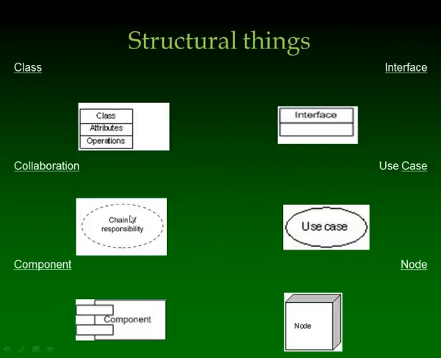So, collaboration. This collaboration defines interaction between elements. And then you've got use cases, which represent a set of actions performed by a system for a specific goal. And sometimes it's a person using the system too. And then you've got components, which describe a physical part of the system. And then you've got nodes. It's a physical element that exists at runtime.